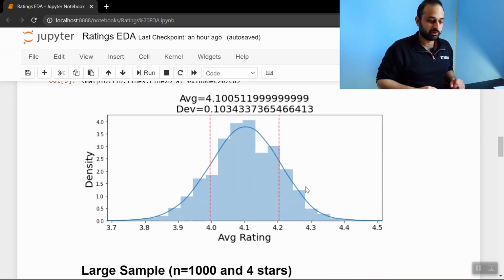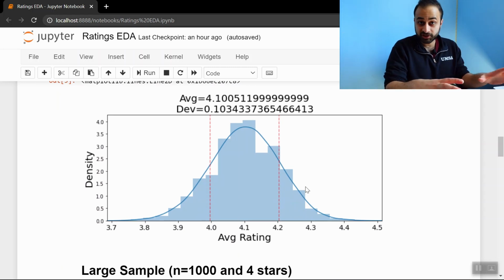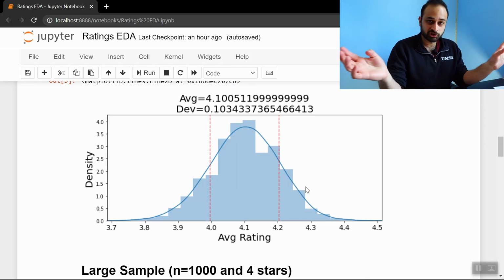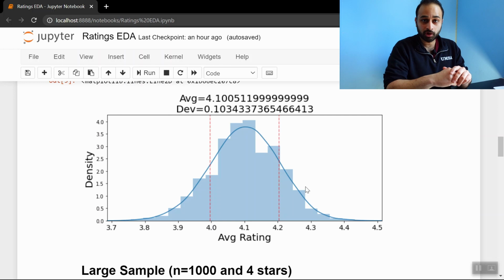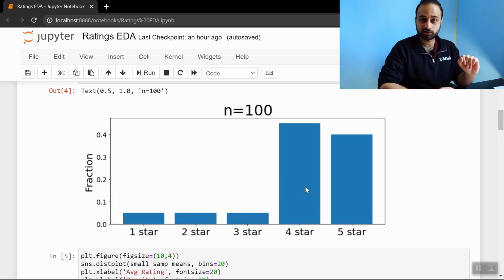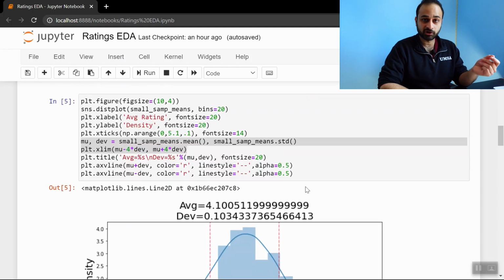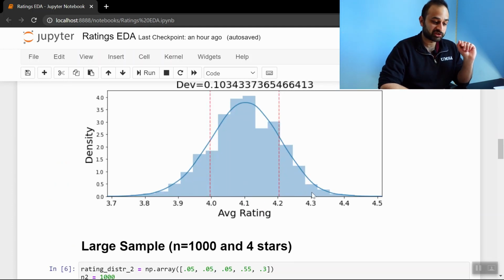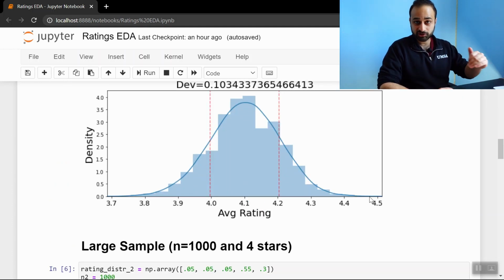And this is the distribution that we get. To make sure we're all on the same page, I did many, many Monte Carlo runs, and in each one I took 100 samples from this distribution of ratings, so 100 people, and took their average. What you're seeing on the x-axis here is all those averages of those 100 people, and the y-axis is the density.